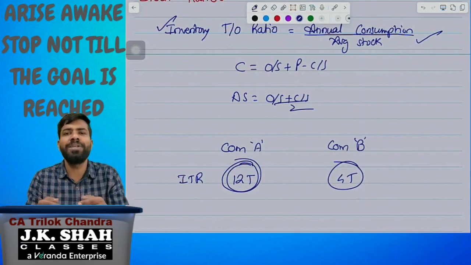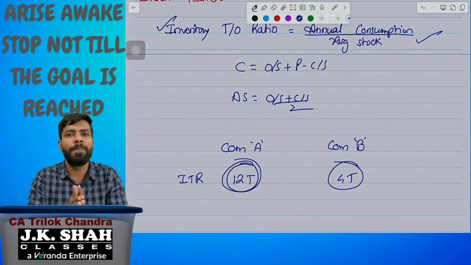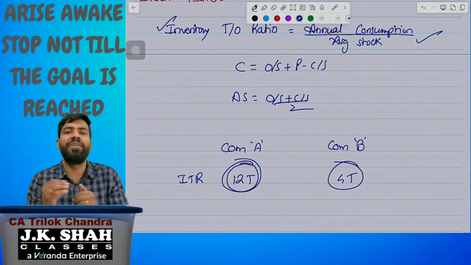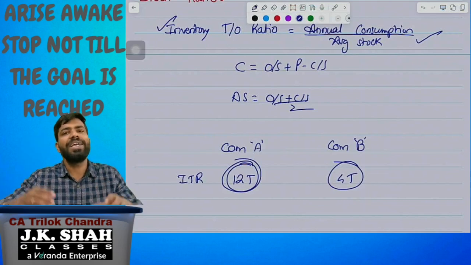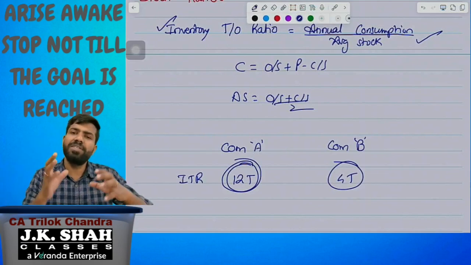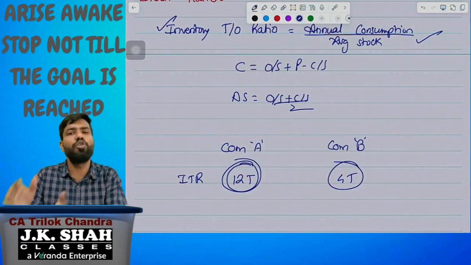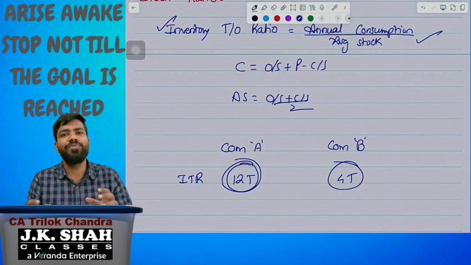What does fast moving mean? Chemical A is fast moving, whereas chemical B is slow moving. Using the inventory turnover ratio, we can decide which is the fast moving stock and which is the slow moving stock. Based on this, we can place the orders.